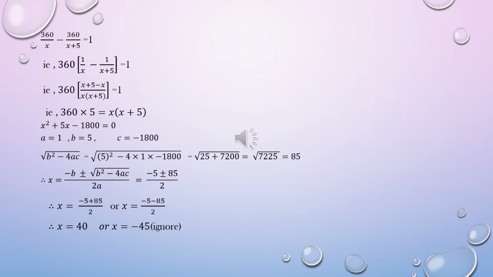negative 1800. Square root of b square minus 4ac is 5 square minus 4 into 1 into negative 1800, which is equal to square root of 7225, which is equal to 85. Applying the quadratic formula, we have negative 5 plus or minus 85 by 2, and finally the answer is 40 and negative 45. Speed of the train can never be negative. So, ignoring the negative, we can say speed is equal to 40 km per hour.